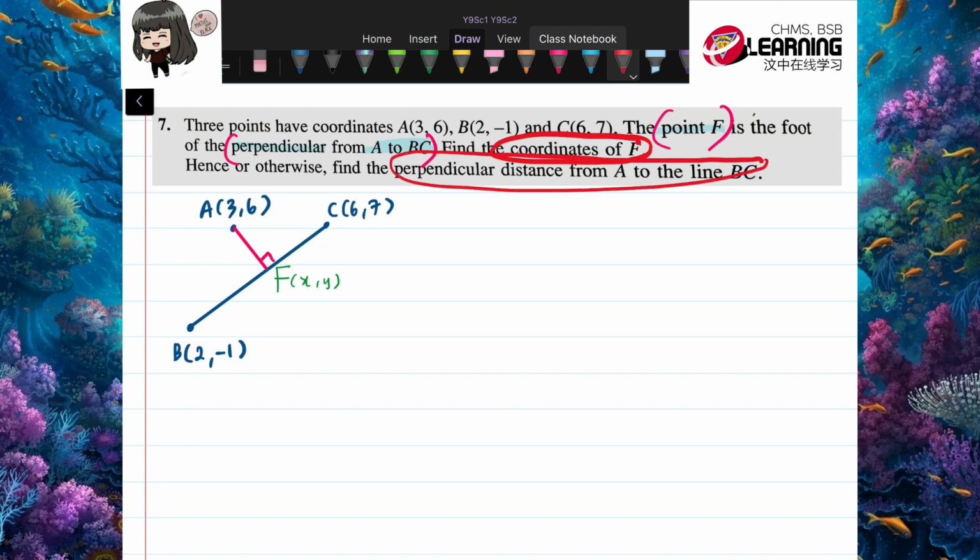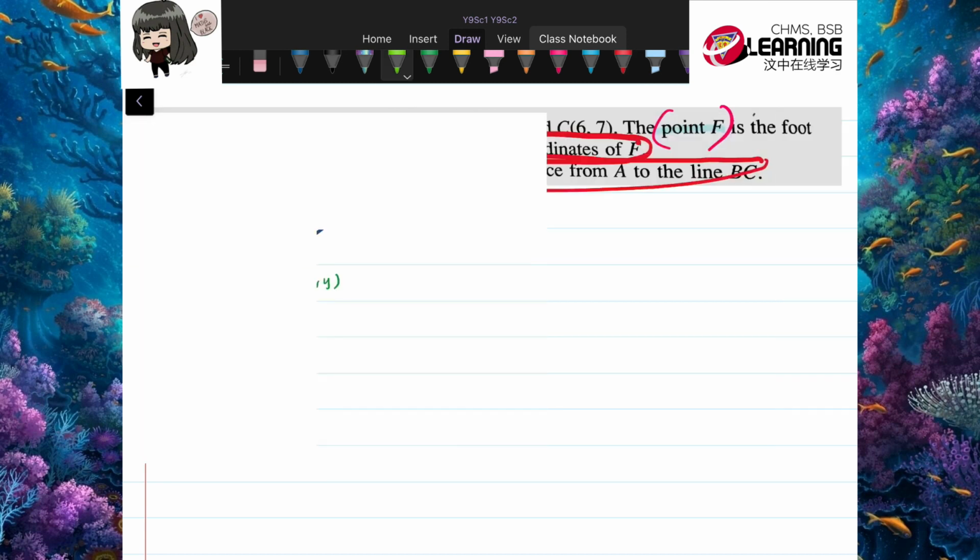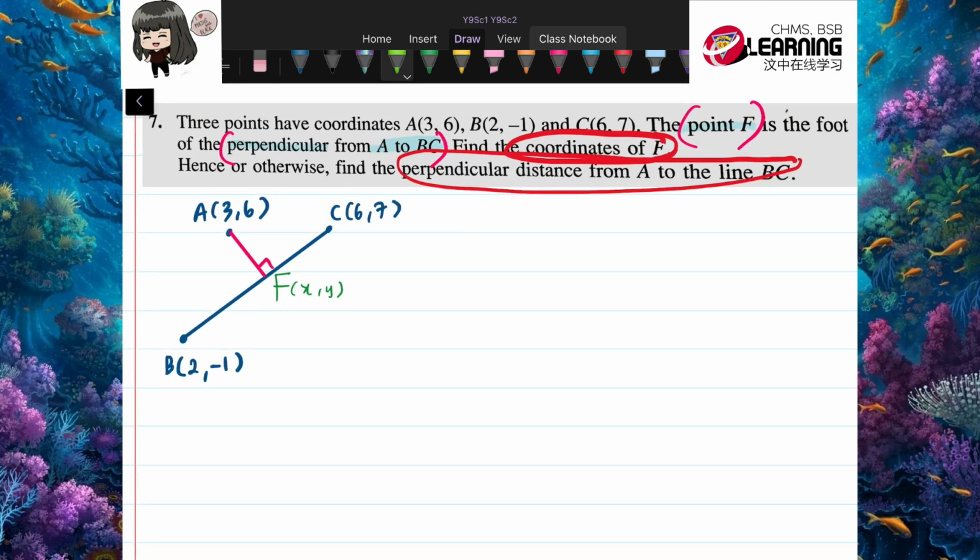We find our first question first. Find the coordinates of F. How are we going to find this F? So now we only have 3 coordinates. We are not given any equation of the line at all. So how are you going to lead yourself to find F?